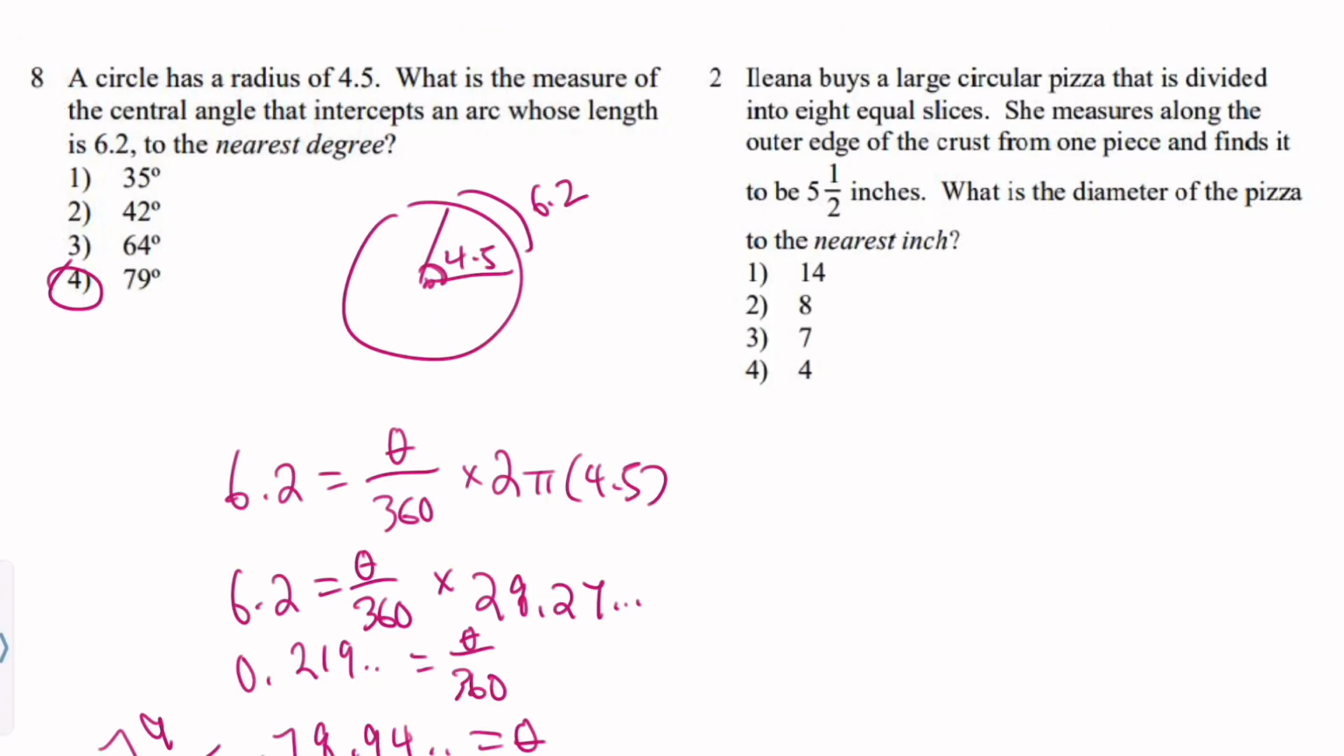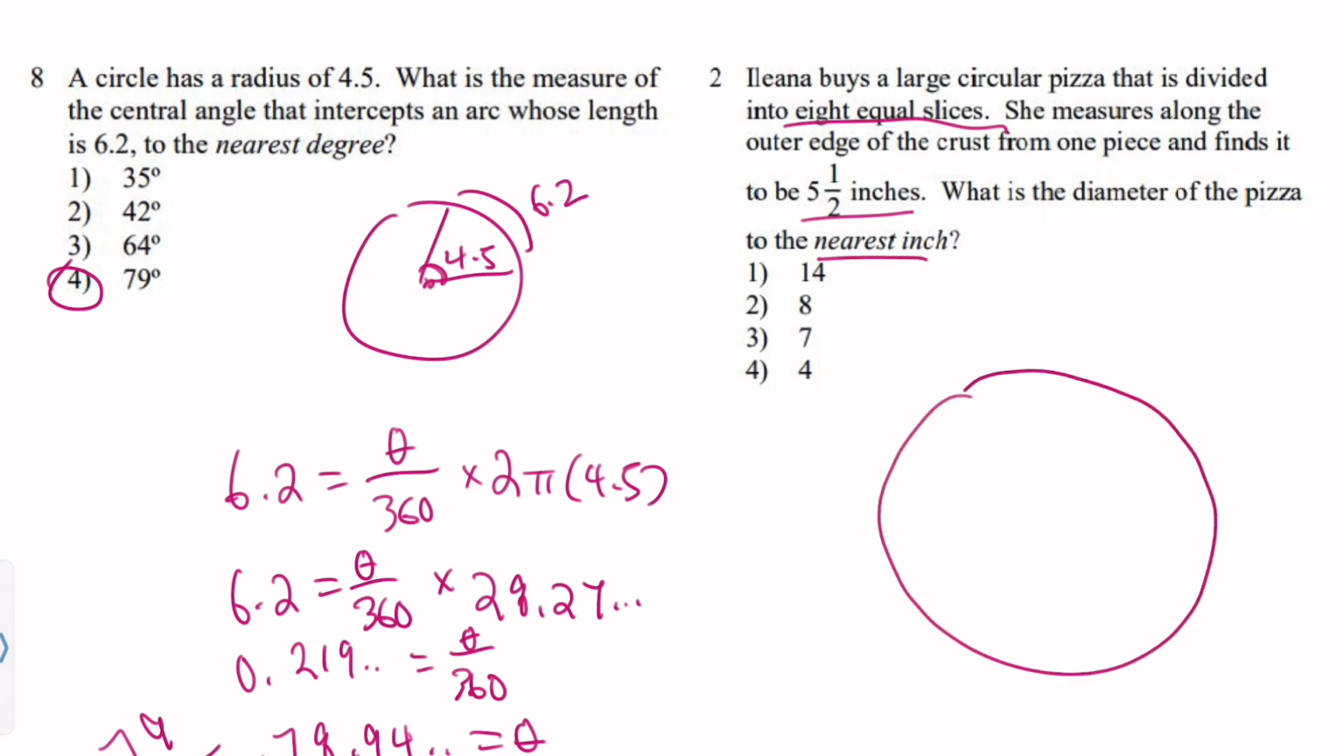Leanna buys a large circular pizza that is divided into 8 equal slices. She measures along the outer edge of a crust from one piece and finds it to be 5.5 inches. What is the diameter of the pizza to the nearest inch? So we have a whole pizza right here, and we know that the arc length for one slice is 5.5 inches. And then we also want to find the diameter. We're given that it is split into 8 equal slices.